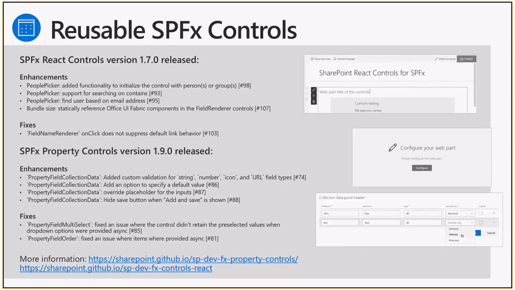The field name render on click is now fixed per issue 103 there. And then for the property controls, these would be the controls you would use in the SharePoint Framework web part property pane. The property field collection data had some significant updates there based on those issues. Again, coming straight from the feedback from all of you out there in the community, so very much appreciate that. And then as well, a couple of fixes. The property field multi-select and the property field order both had a couple of issues fixed. You can see number 85 and 81 if you want to go check those out.